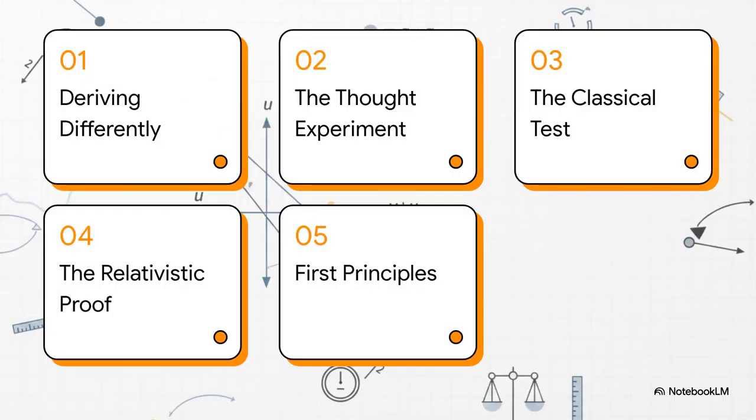All right, so here's our game plan for today. We're going to start with a clever thought experiment. Then, we'll run a quick test drive with old-school classical physics just to make sure our method is solid. And then, we're going to unleash that same method on the full-blown relativistic problem and see what happens.